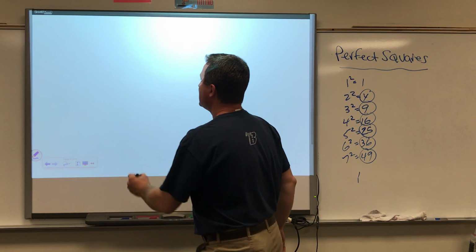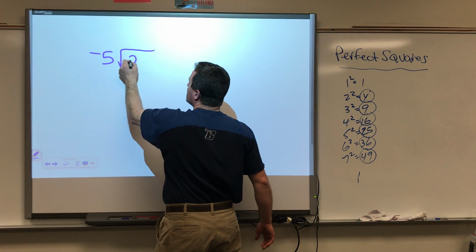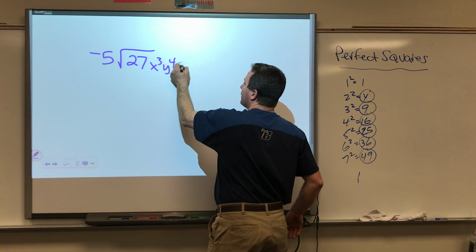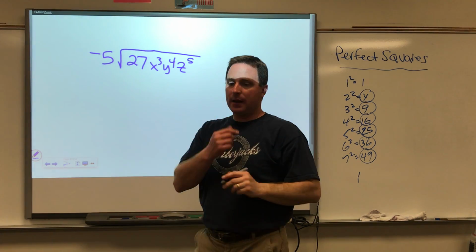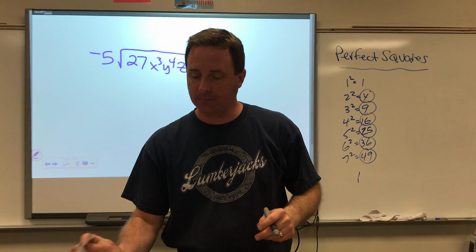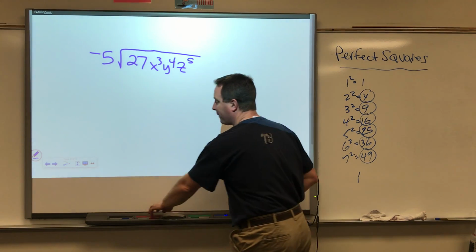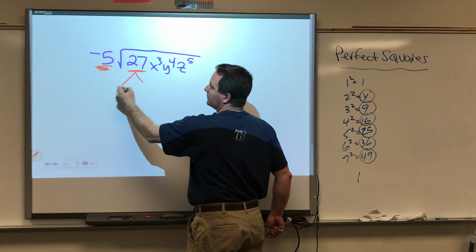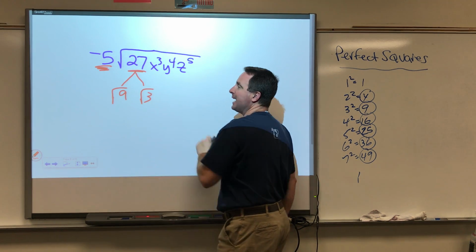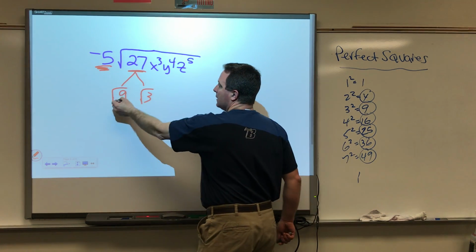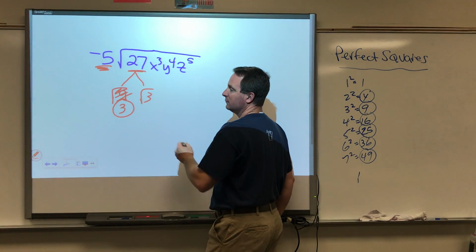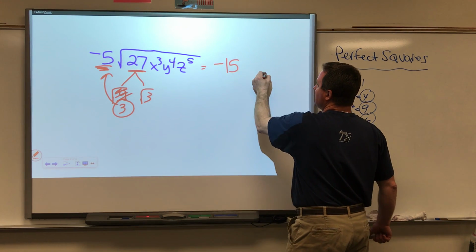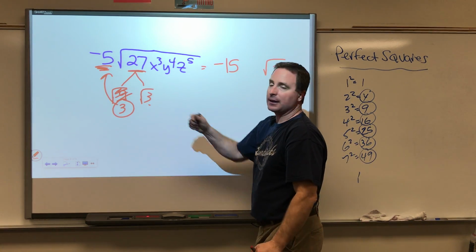How about this one? -5 square roots of 27, x cubed, y to the 4th, z to the 5th. Okay? How about something like that? Okay? So again, this -5 is just a multiplier. I'm going to just leave that alone for now. And I'm going to mess with the 27. And on your factor sheet, 9 times 3 is 27. Okay, 9 turns into a 3. And that 3 has to multiply that -5. So I get -15. And then the square root of 3 left over.